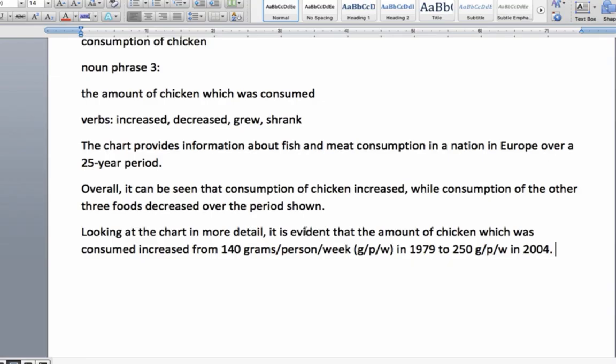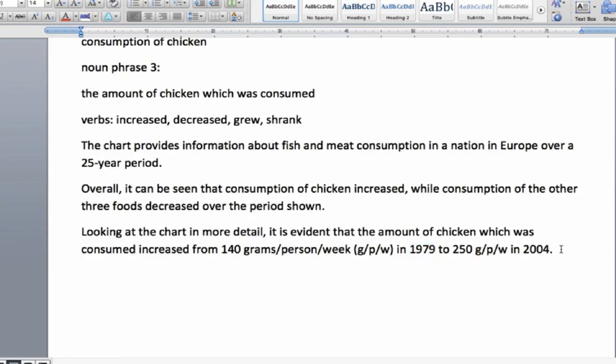Lovely first sentence. This you've memorized. You've chosen your noun phrase 3 as the subject of your sentence. You've got your main verb over there, and then you've just got these preposition phrases: from, in, to, in. 4 preposition phrases, one after the next. Don't forget to say the numbers.